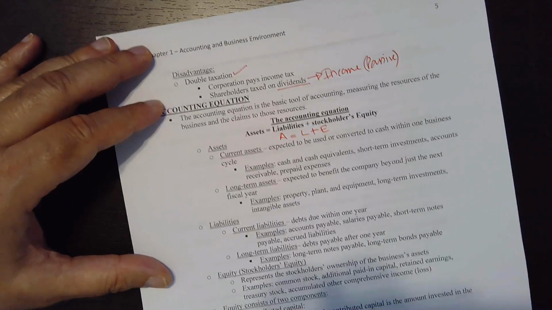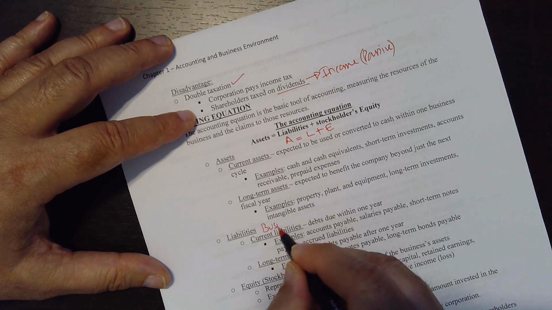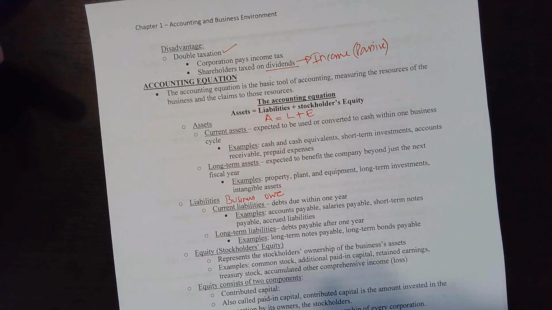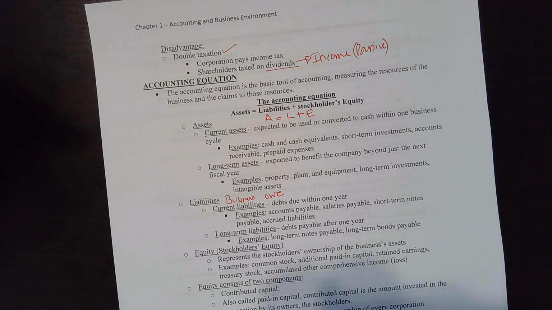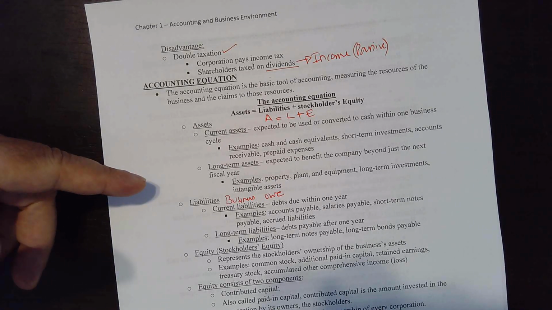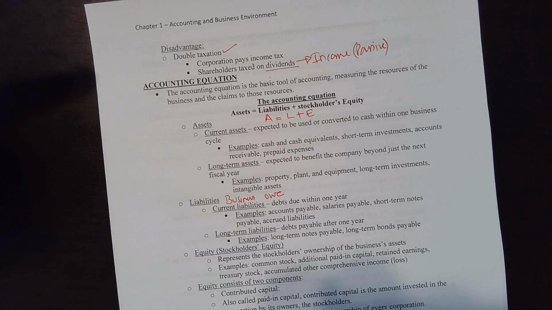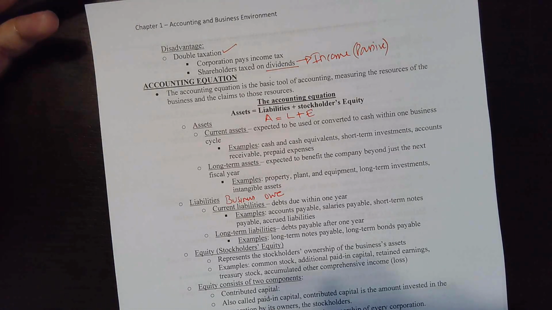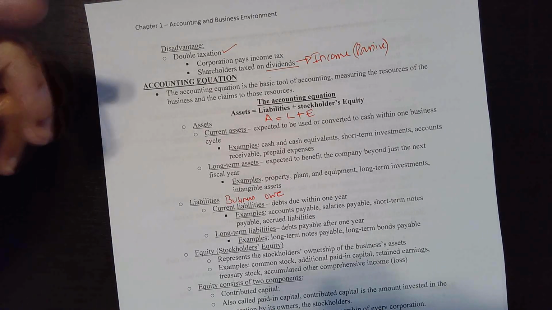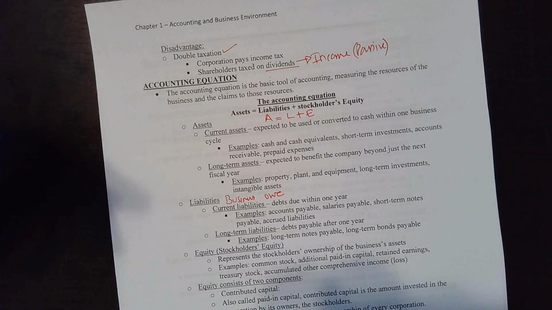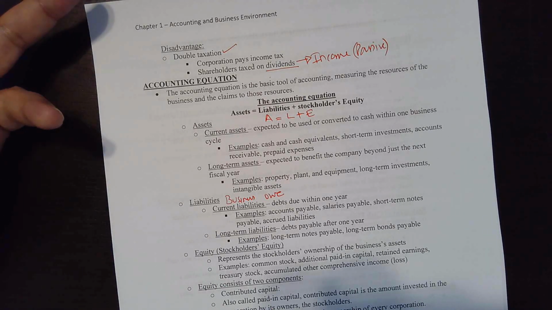A liability is debt, something you owe or something a business owes. Right? So liabilities also come in two forms: current liabilities and long-term liabilities. Current liabilities simply means they are due within a year. Long-term liabilities are due after 1 year or longer than 1 year. So current liabilities are accounts payable, salaries payable, short-term notes payable, and accrued liabilities. Long-term liabilities are usually long-term notes payable, bonds payable, and leases.